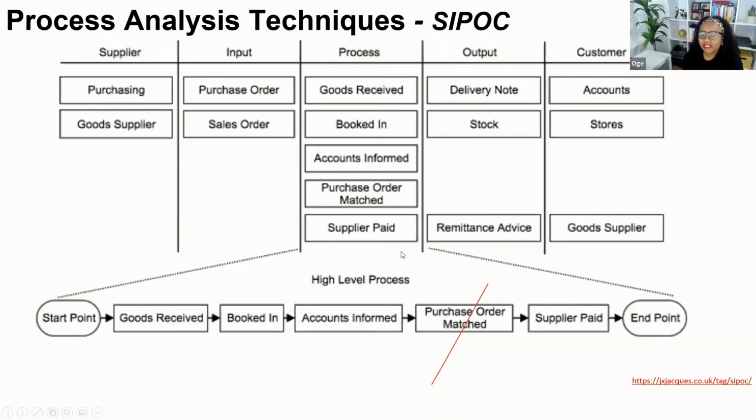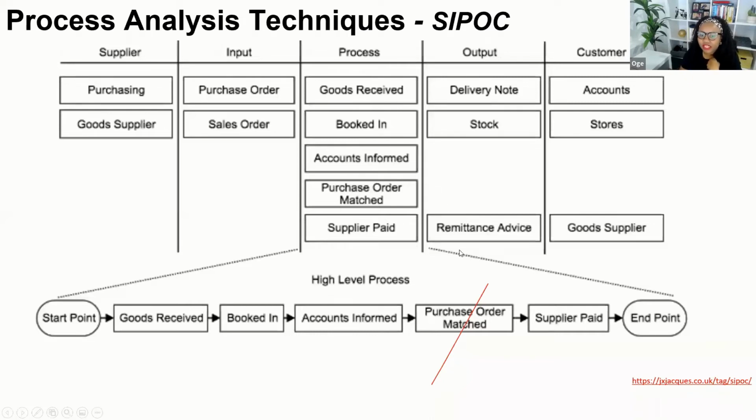If you want to analyze this process further, you understand that the suppliers to this process are the purchasing department, because you will need the PO. A purchase order was issued at some time earlier, before the goods were delivered. You also need the goods supplier, because the goods supplier will be coming in with their invoice. And the inputs here, like you see, are the purchase order coming from the purchasing department, and the sales order, where the goods supplier, who made the sale, is coming with his documentation. All these serve as inputs into the goods received process.